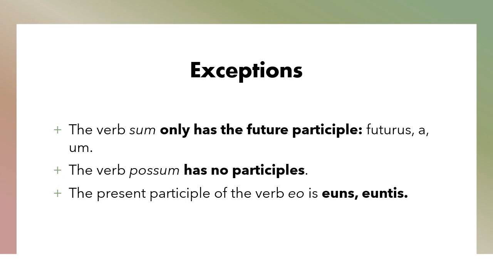And another thing which is a little tricky is that the present participle of the verb eo is iens, euntis. So it uses this root eu, which is one of the roots of the verb to go, which is also used for the future passive participle, eundus, eunda, eundum. But this is something that we will study in the future.